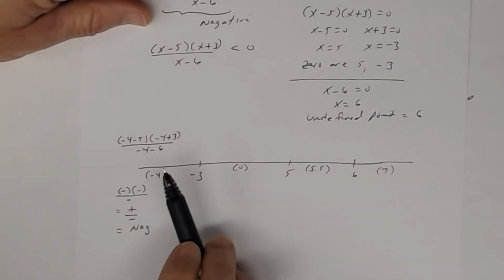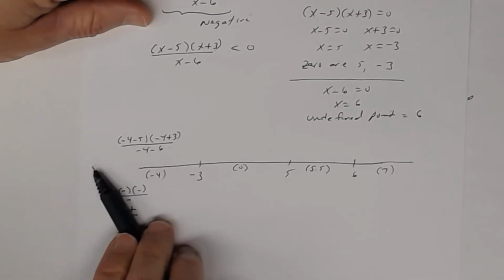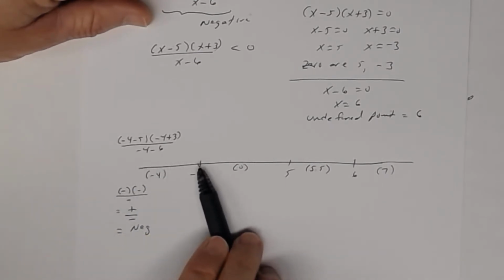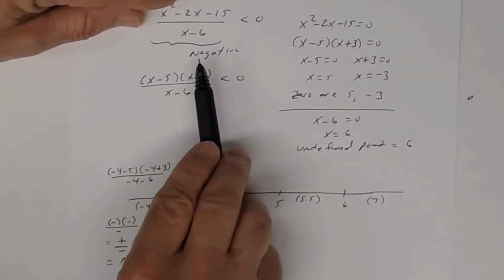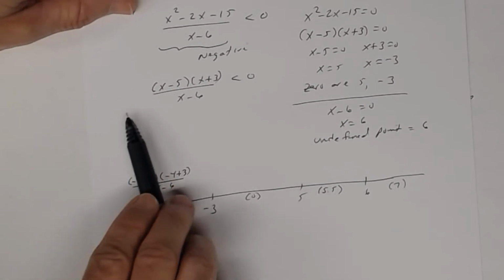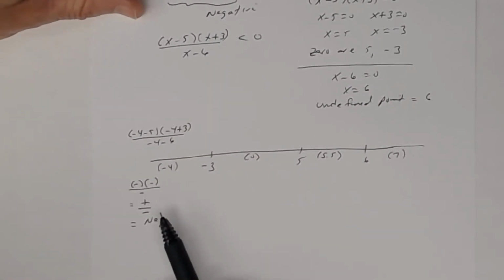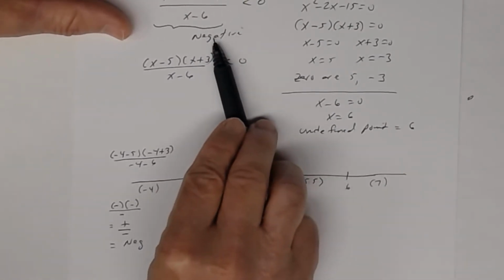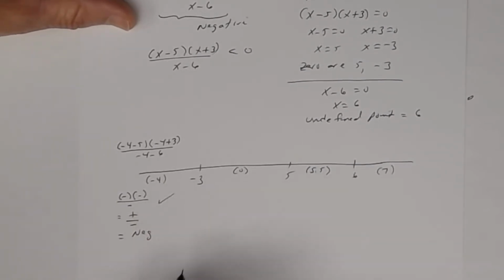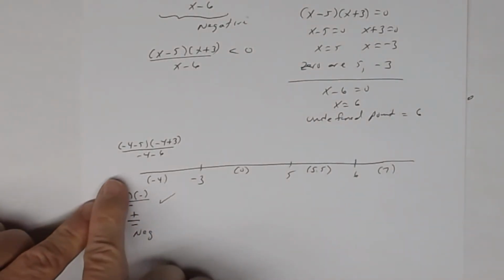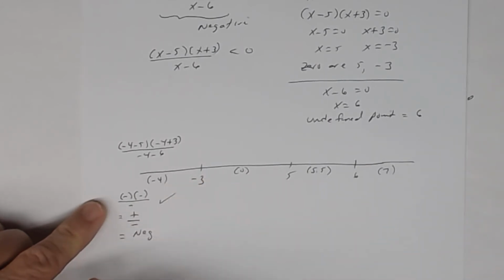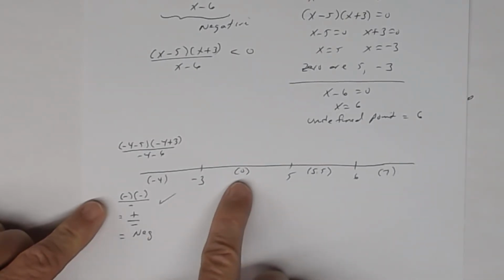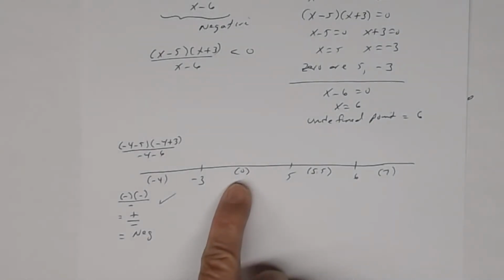So what that means is that any real number from negative infinity up to negative 3 is going to make this expression negative, because those are equivalent. And I want that to be negative. So this interval is going to be a solution. So any number between negative infinity and negative 3 will be a solution. So I'm going to circle that. Okay? Now let's go to the next test point, 0.